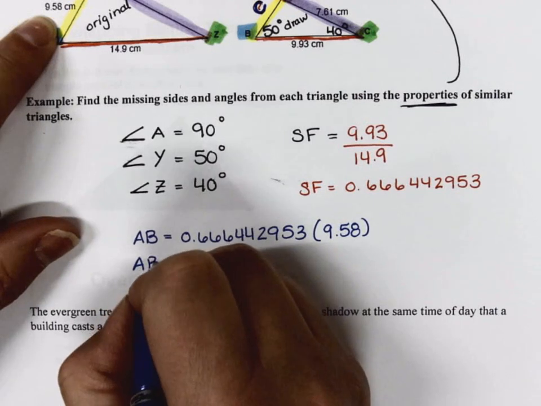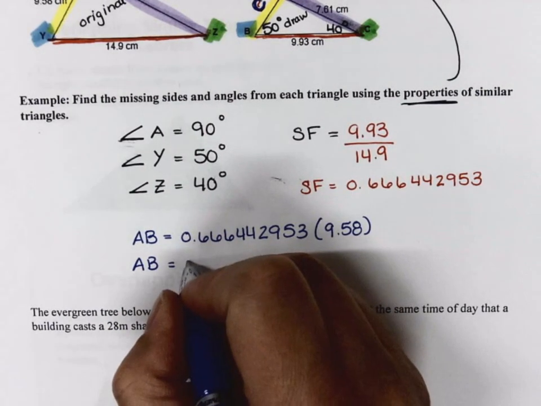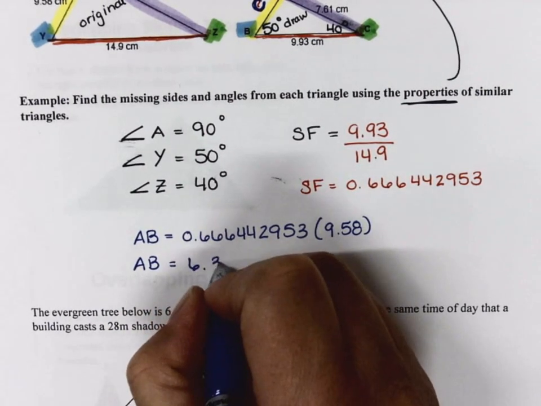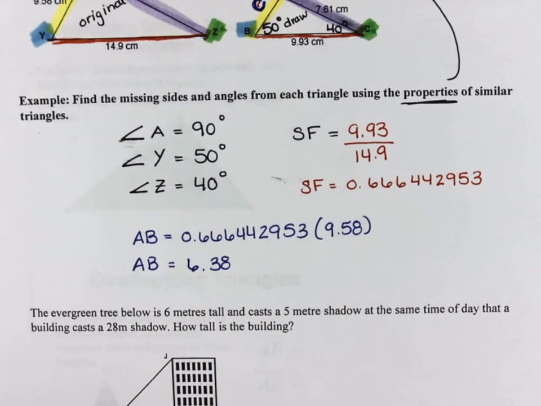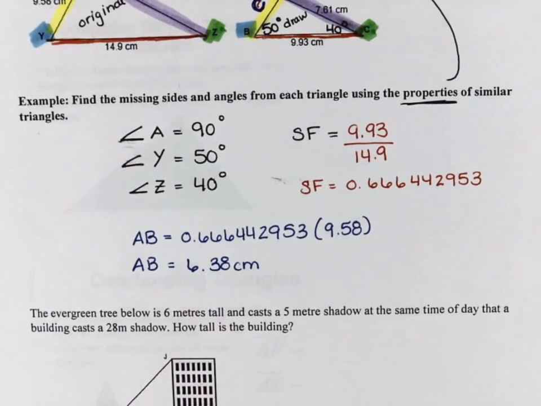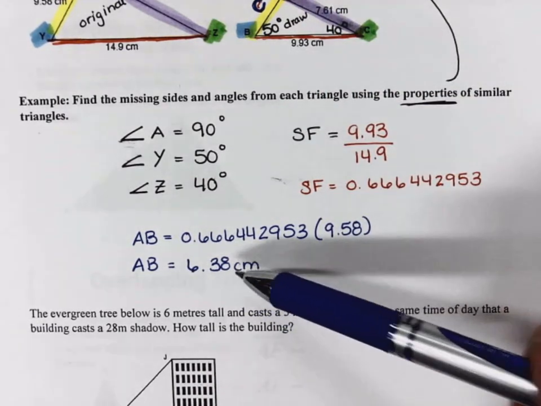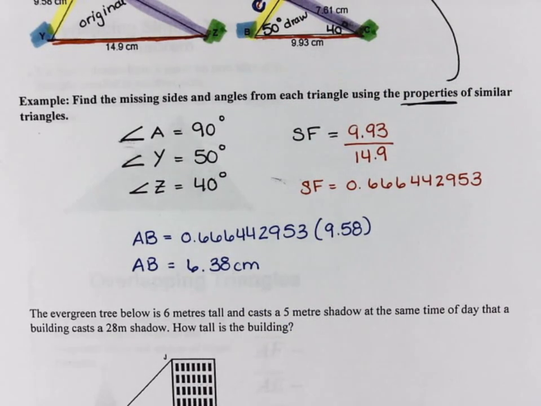And side AB, 9.58 times the scale factor, and we'll round to 2 decimal places, is 6.38. And what's my units on that? Centimeters. Okay, so we know that side AB has a length of 6.38. Good job, everybody.